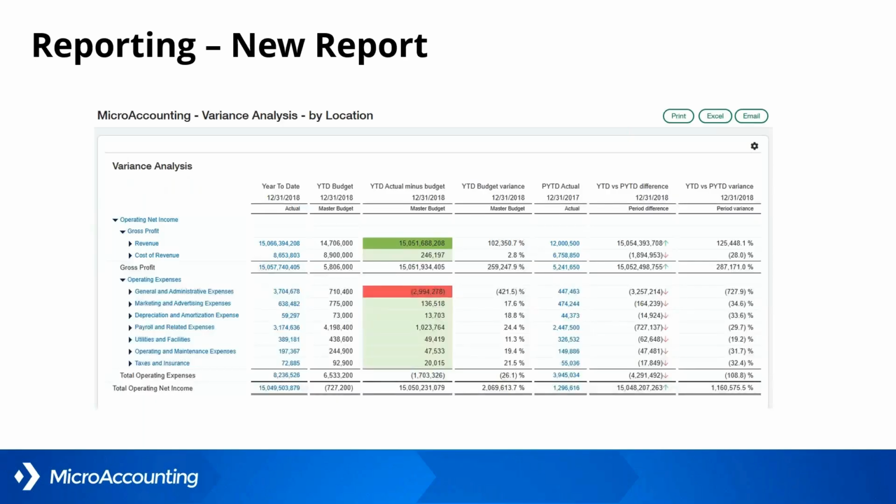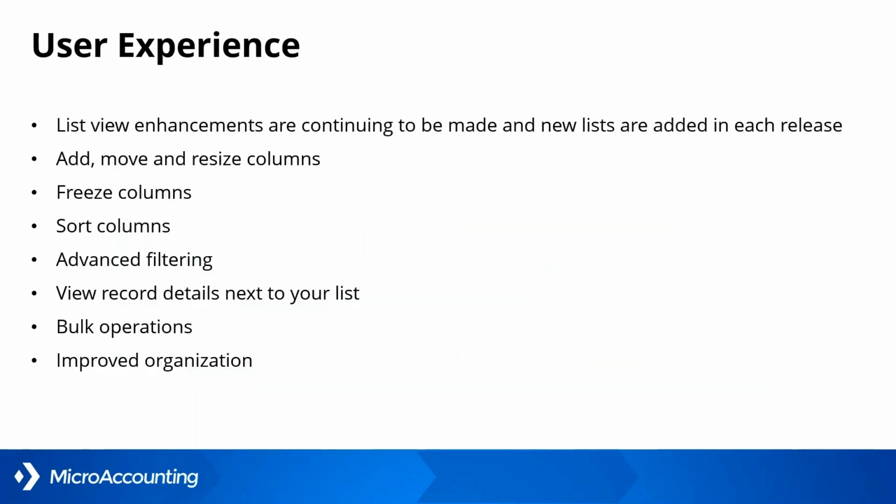So this is just a quick look, a screenshot of the variance analysis by location. So it's got year-to-date actual, year-to-date budget, and then that variance with some conditional highlighting and formatting in here as well. Okay, so some predefined variance reports for us that may be helpful for you as you're reviewing your budget numbers.